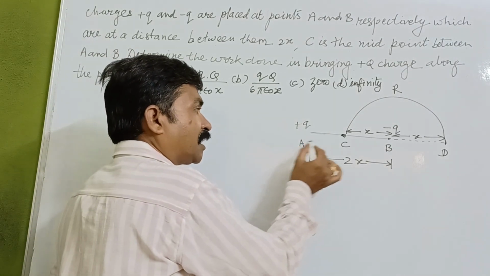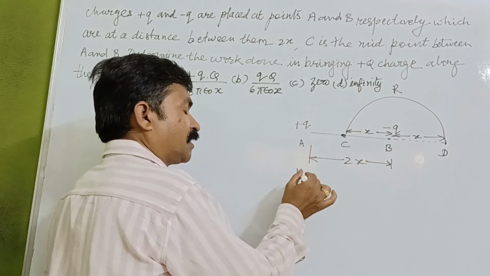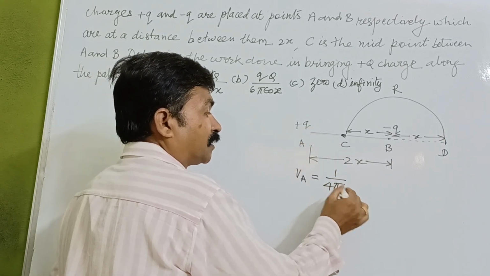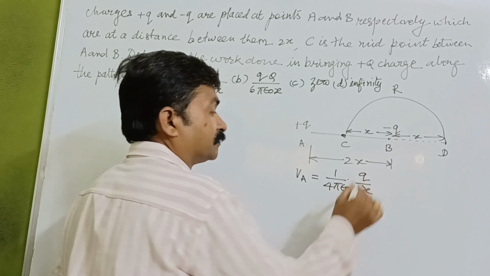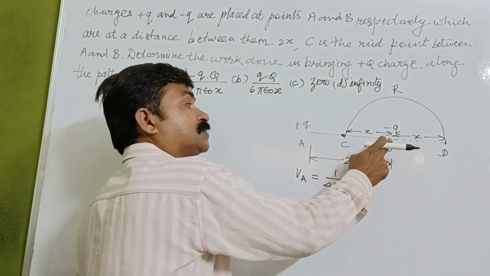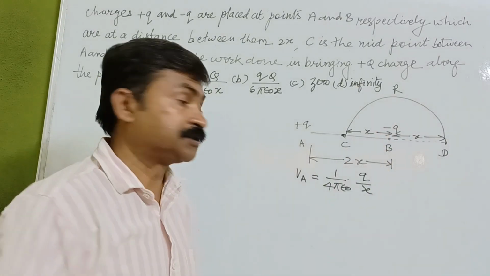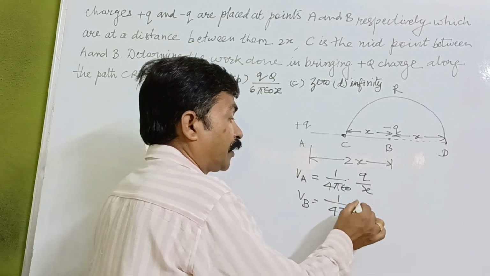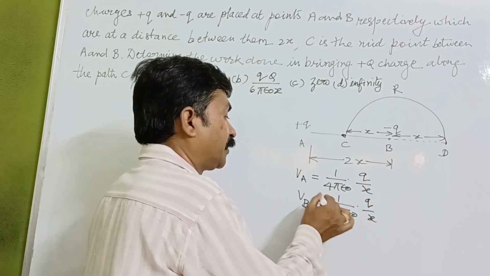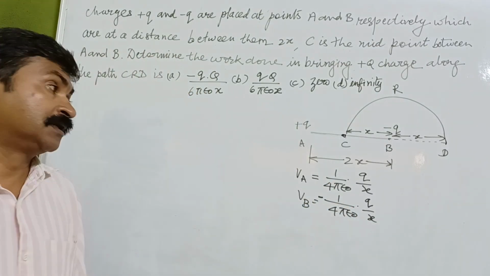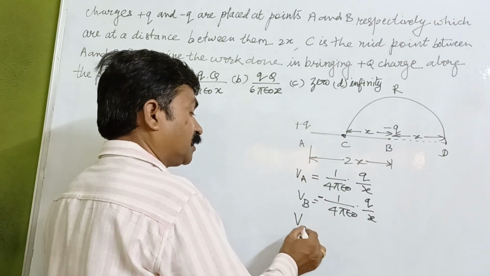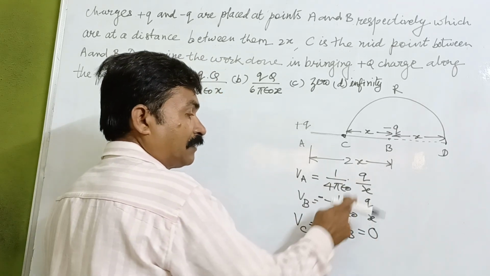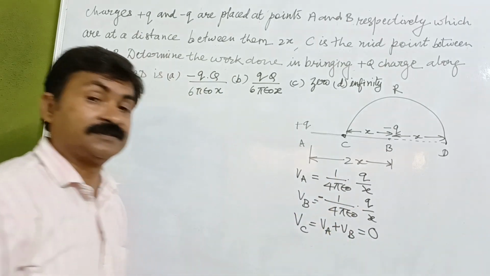If we calculate the potential because of this, we can say VA, because of the positive charge, is 1 upon 4 pi epsilon naught into Q upon x. And because of B, which is a minus Q charge, VB is equal to 1 upon 4 pi epsilon naught into Q upon x, with a negative nature, so we have substituted a minus sign. So the total potential at C will be VA plus VB. If we add these two, finally we are having 0.